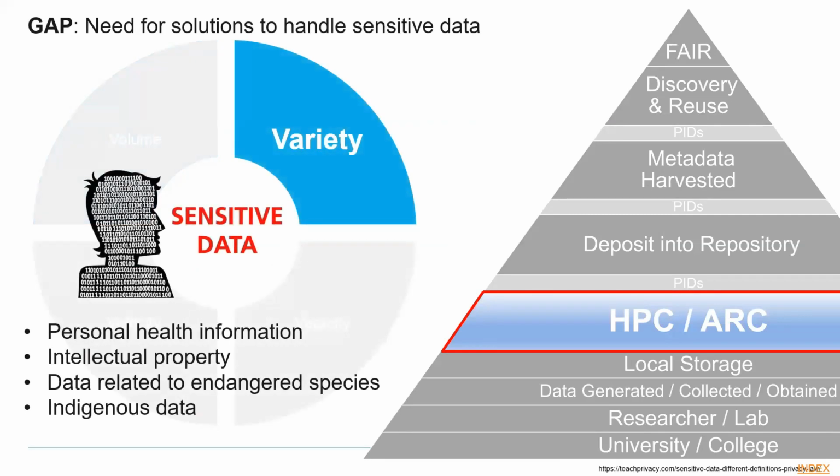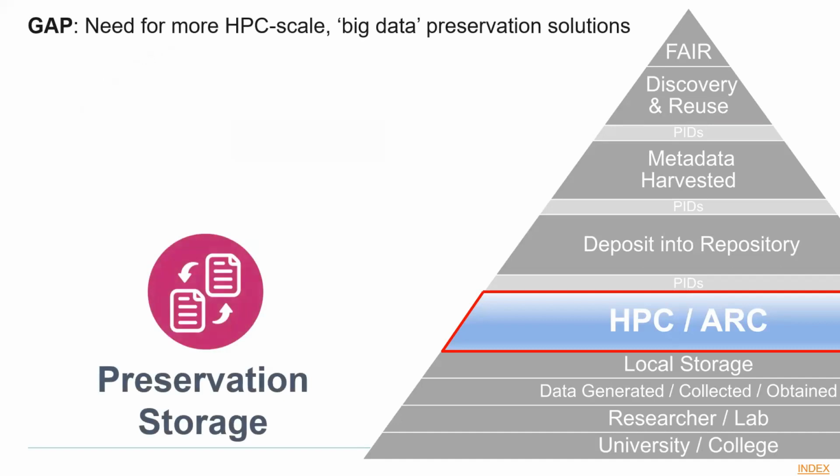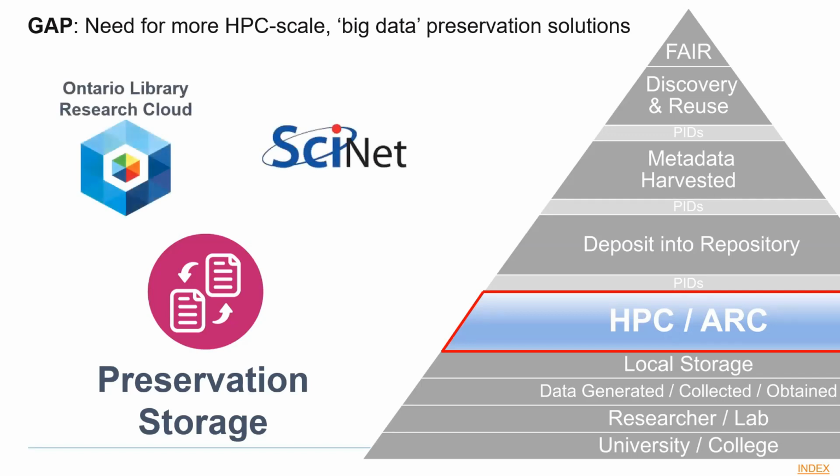Second, there's a need for the solutions to handle sensitive data, and while not unique to HPC, it's certainly something that we have to consider in that space as well. Next, we need more HPC scale big data preservation solutions contributing to a robust network of preservation service providers for Canadian research data. So adding to the OLRC and SciNet solutions. And I know that the Alliance is working on building out that preservation service provider network.